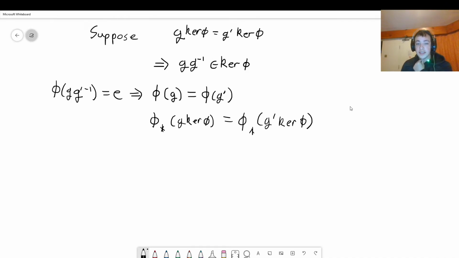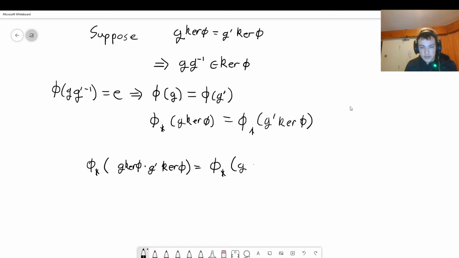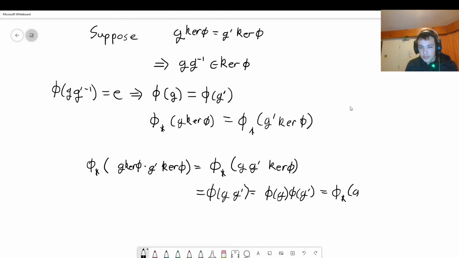Okay, we now need to check that this is a homomorphism. So we clearly have that phi star of g ker phi times g dash ker phi, using the product in the quotient group, is phi star of g g dash ker phi, which is phi of g g dash, which is phi of g phi of g dash, which is then phi star of g ker phi times phi star of g dash ker phi. Okay, so phi star is a homomorphism.